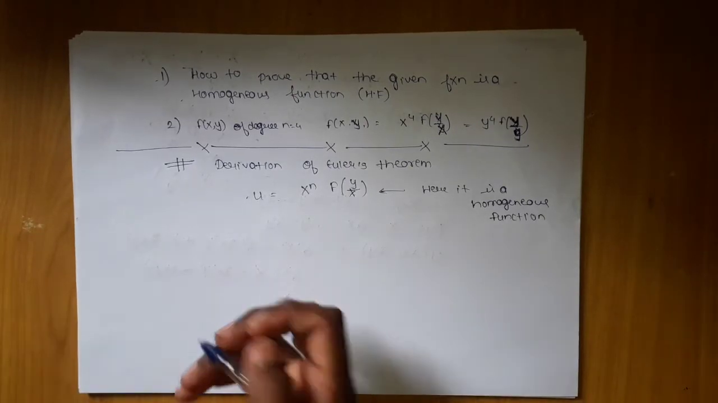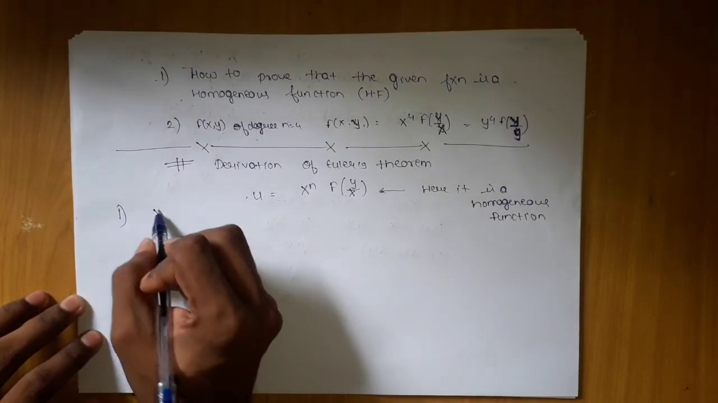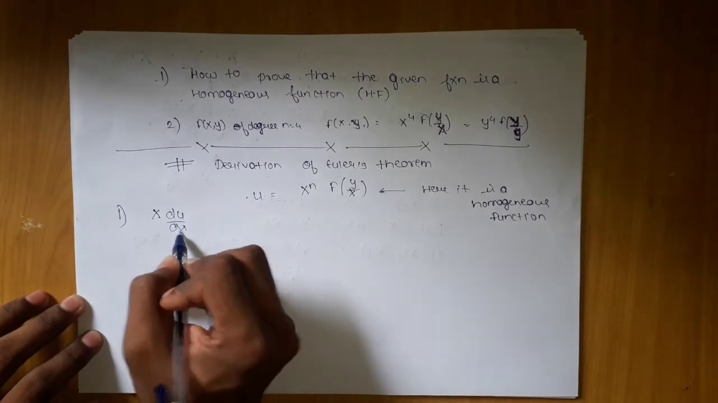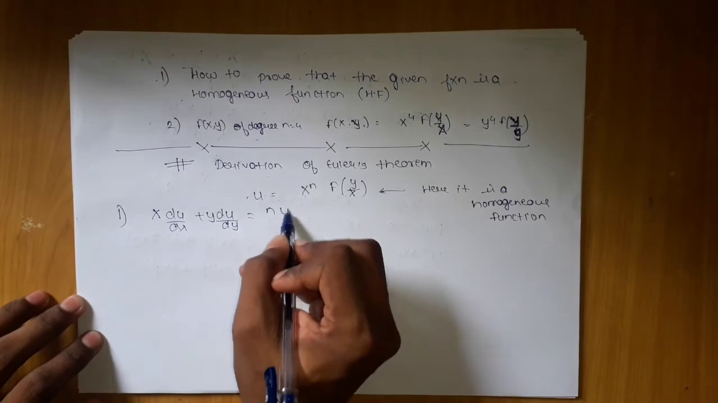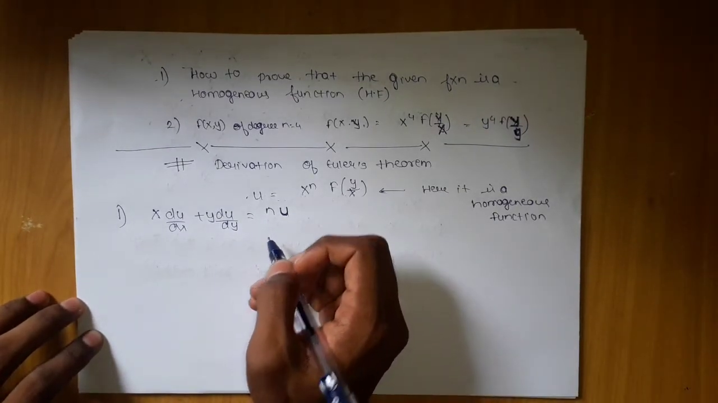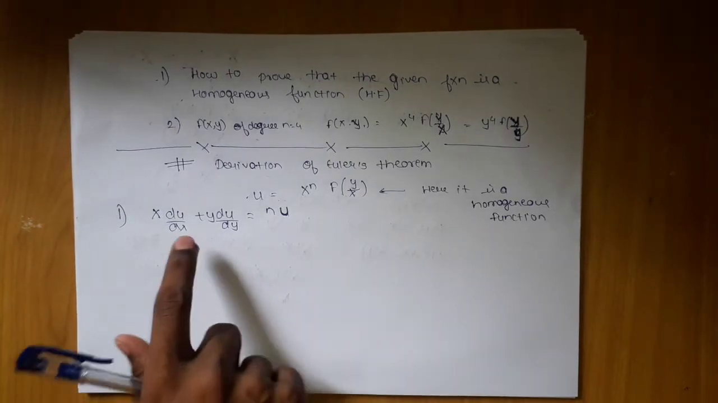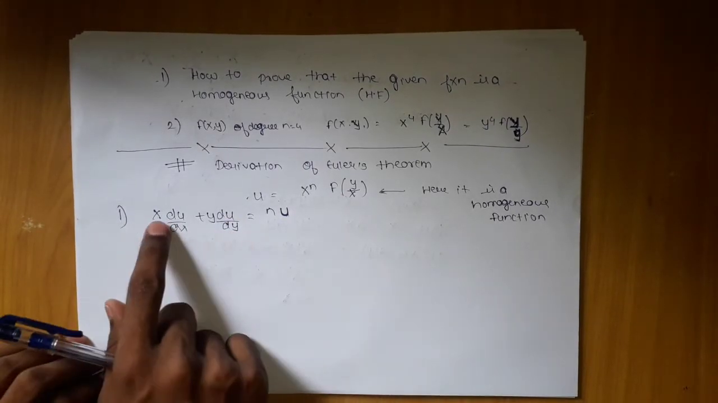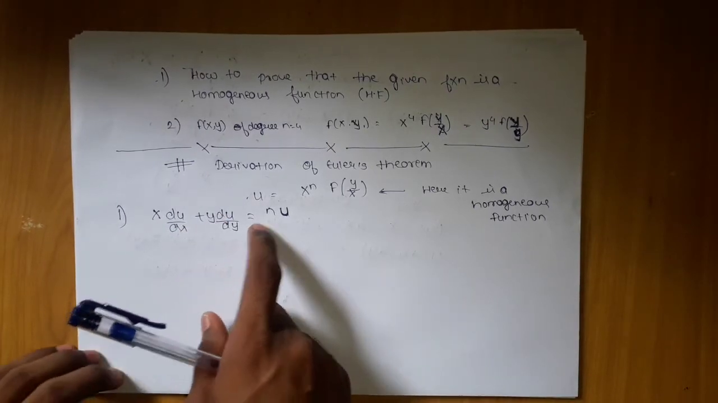Now the proof we are going to prove: Euler's theorem says that if a function is homogeneous, then x into dou u by dou x plus y into dou u by dou y is nothing but n times u, the function itself, where n is the degree of the function. Now we have to prove this. For this we require dou u by dou x and dou u by dou y, and multiply dou u by dou x by x and dou u by dou y by y to get the required proof. So let's do it.